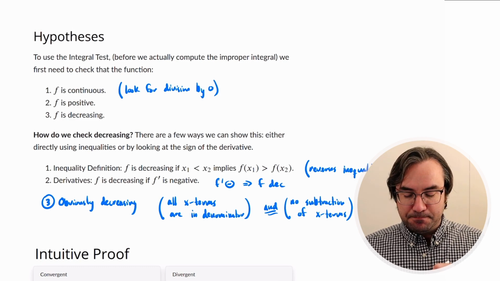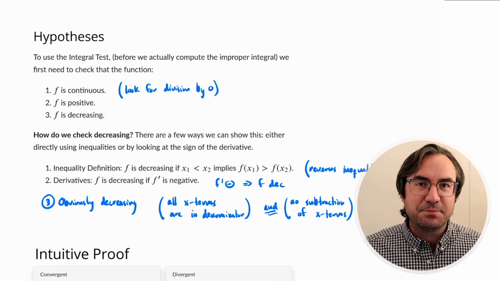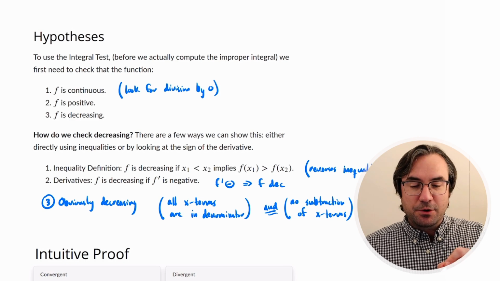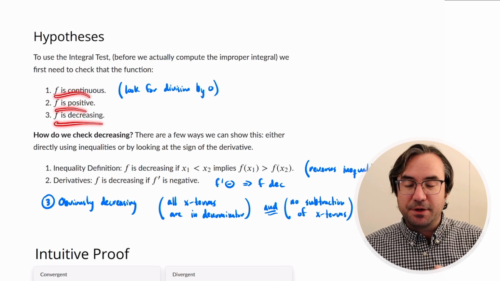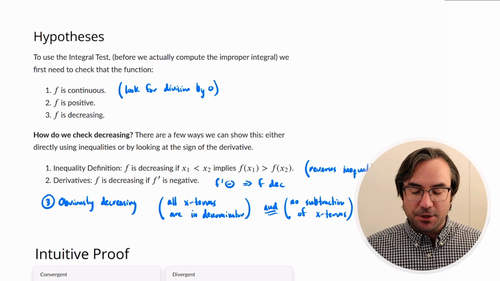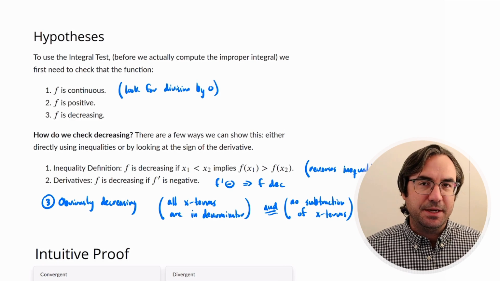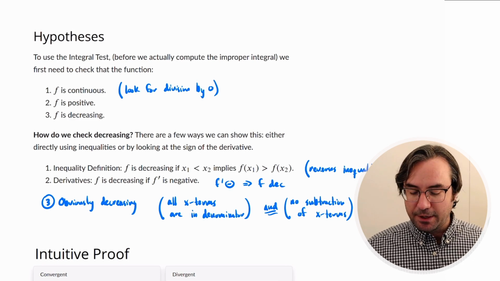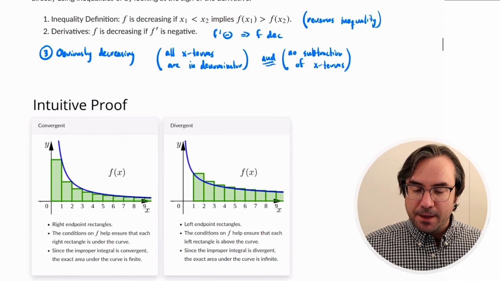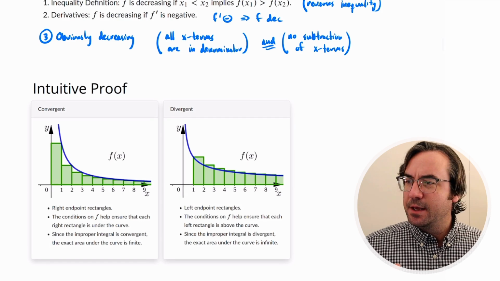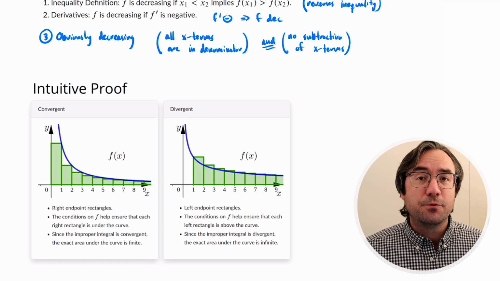This test in particular tends to be a lot of work, even without rigorously checking all three of these conditions. So there will be cases where it'll obviously be decreasing. And that's the first example we're going to look at. Let's try out the test and probably look at the proof in class.